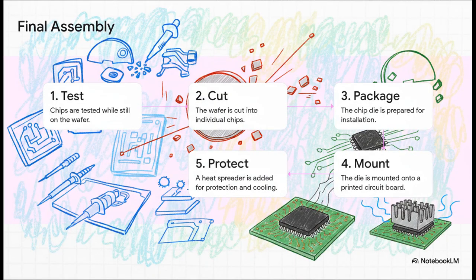So after all that testing and binning, the wafer is cut up into individual chips. Each of those working chips is then packaged up, mounted on a little circuit board, and topped with a metal heat spreader, which makes it ready to be installed in a device.